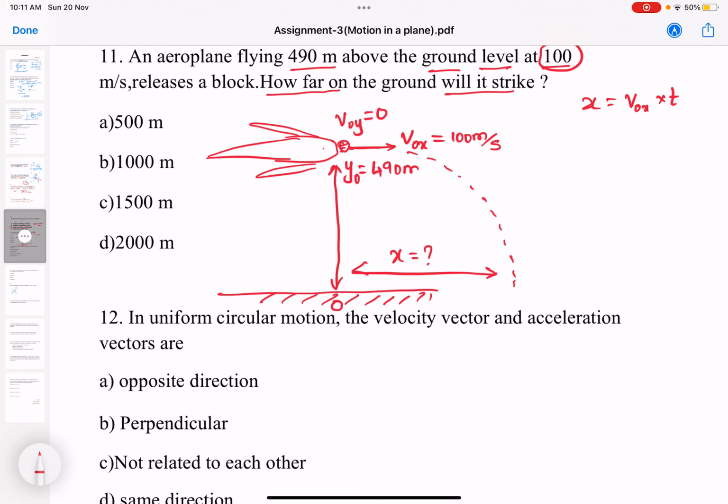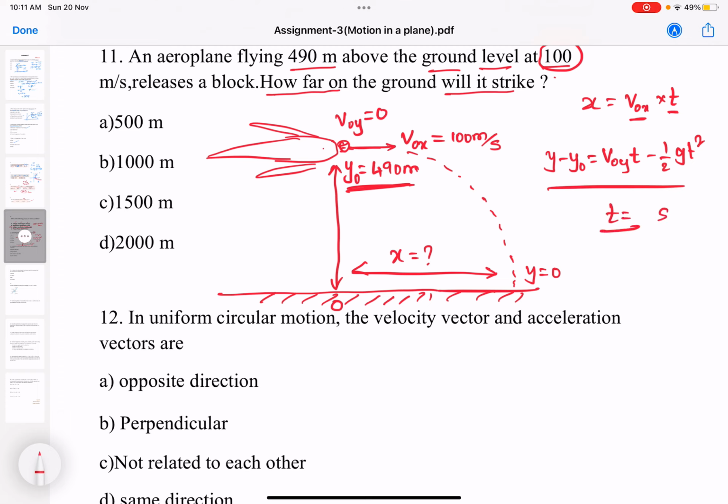v0x into t. You know v0x value is 100. Find out the t here. Using y minus y0 equal to v0y into t minus half g t square, we know y0 value is 490 meters. When it touches the ground, the final position y is equal to 0. So by using this relation, you will get the answer for t. Substitute this answer in this equation so that you will get the horizontal distance at which it will hit the ground.